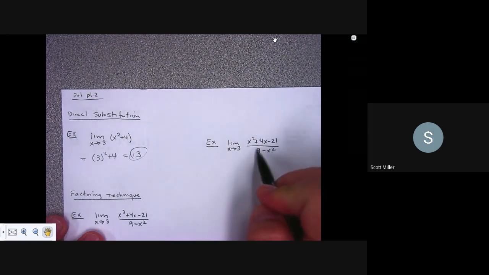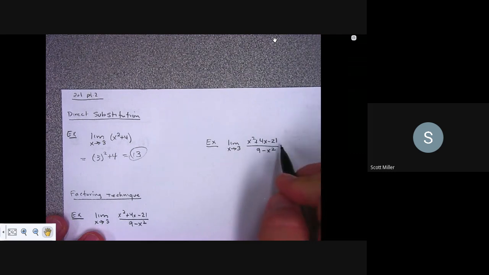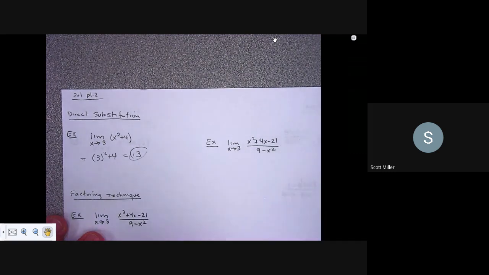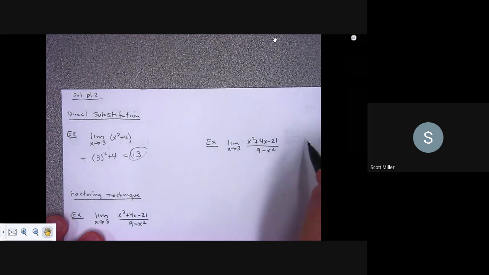Because I know that the bottom is going to be 0, don't put an equal sign, because equal implies that it's equal to some value, and this one will have no value. So you can simply put an arrow, and we plug this in, and we get 3 squared, 4 times 3, minus 21, and 9 minus 3 squared. So what is the top going to be? We know the bottom is going to be 0. The top is going to be 9 plus 12 minus 21, which is also 0. Excuse me, don't put an equal sign. And so we get 0 over 0.